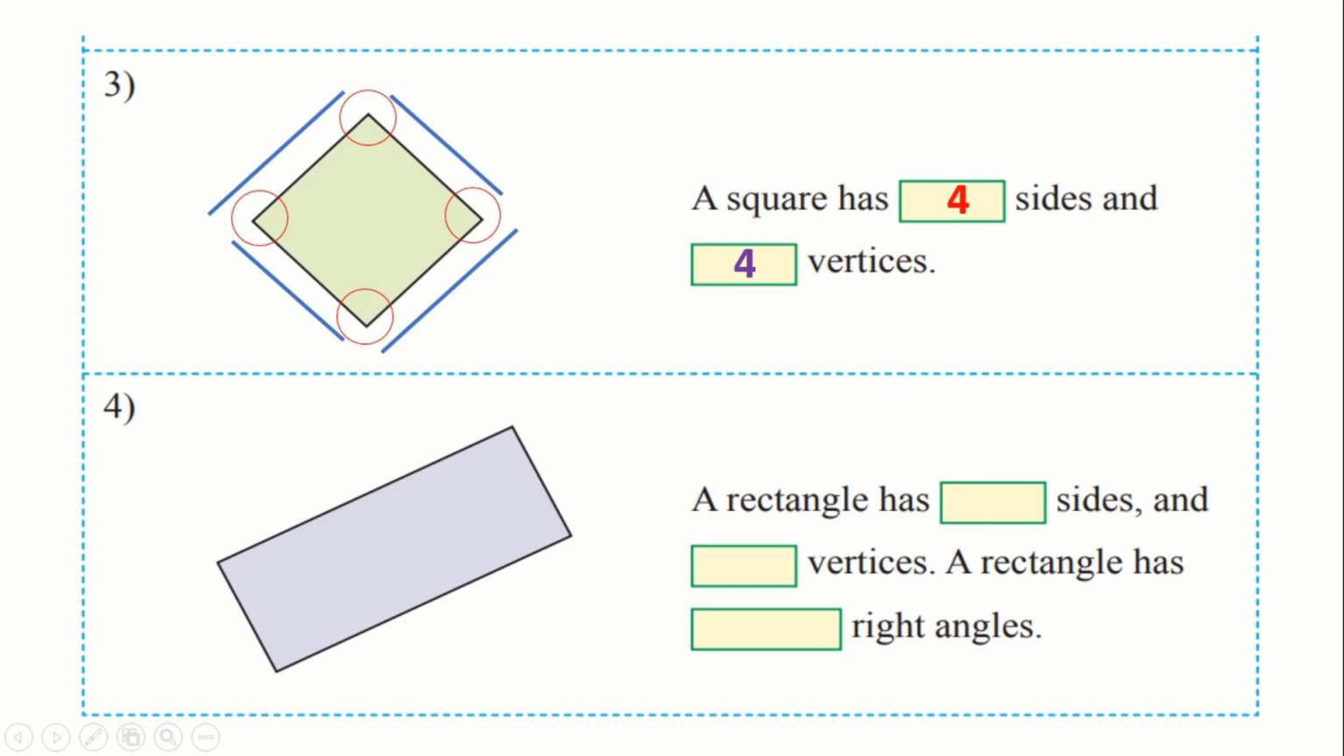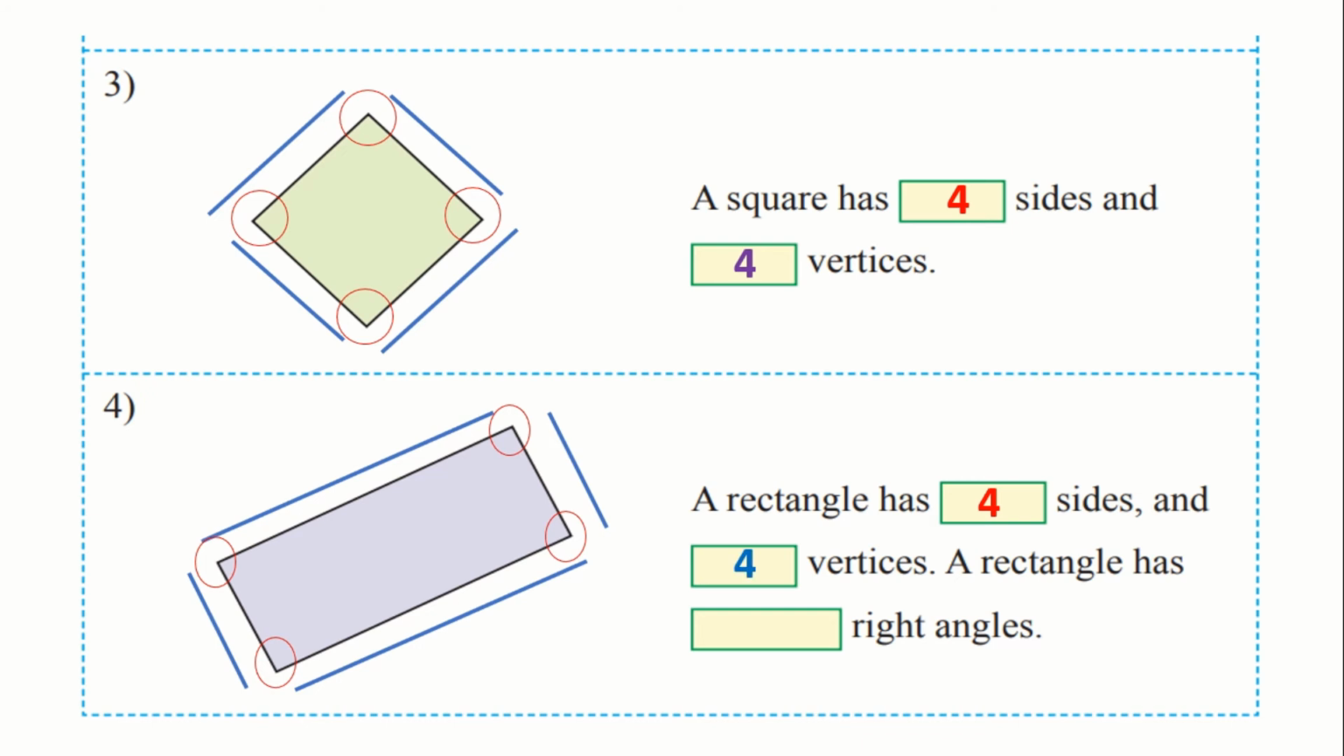Okay, now if this is a rectangle, the sides are this one. Okay, there are 4 sides. Then the vertices, or we say corners, these are the corners of the rectangle. Here, there are 4 vertices. Okay, now you can write here, a rectangle has 4 sides and 4 vertices.